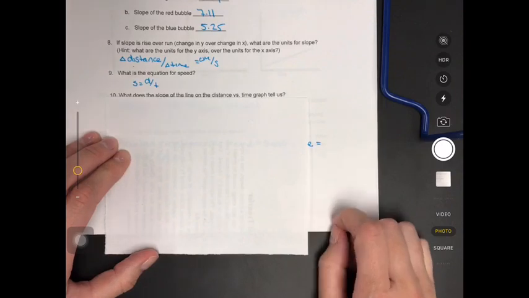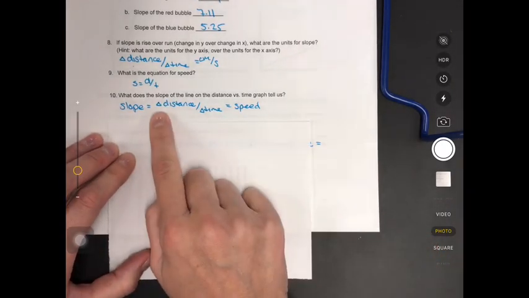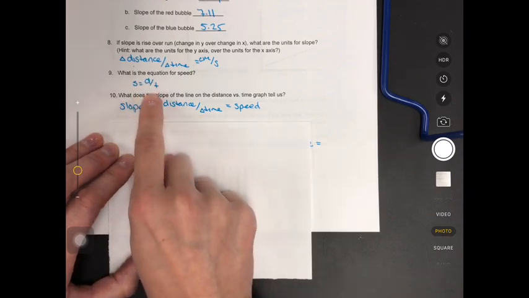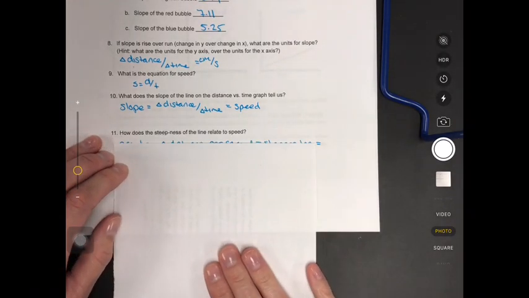And what's the equation for speed? Speed is distance over time. That means that if slope is distance over time, or slope is change in distance over change in time, and speed is distance over time, then our slope tells us our speed.